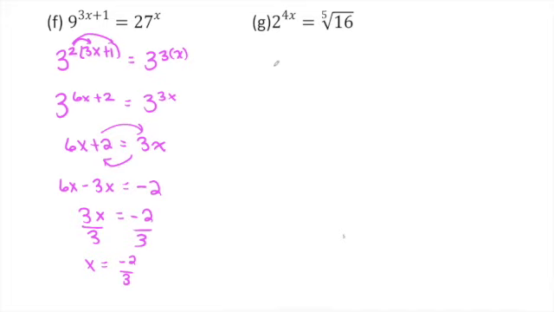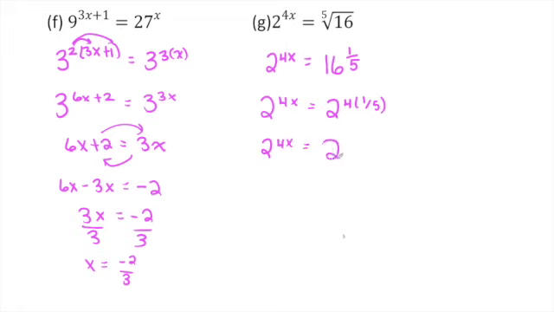This example, 2 to the 4x equals the 5th root of 16. Again, we don't like seeing this like this, so let's write it as 16 to the 1/5, okay? You can write 16 as a base of 2, so 2 to the 4, all to the 1/5. 2 to the 4x is equal to 2 to the 4/5. Okay, you have the base of 2 now, so you're going to have 4x is equal to 4 over 5.